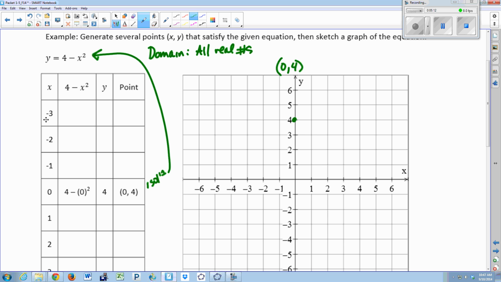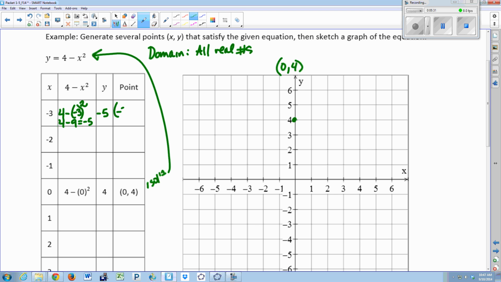So let's do this first one. When x is -3, let's find y. So we put -3 in for x. We put that in parentheses because it's a negative number and we square it. So this becomes 4 take away 9, which gives us a -5. So when x is -3, y is -5.